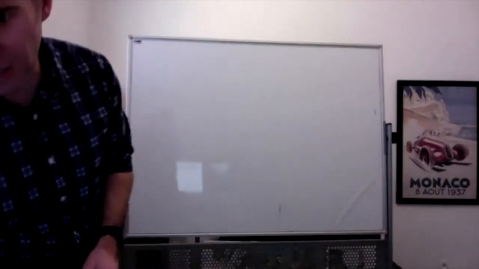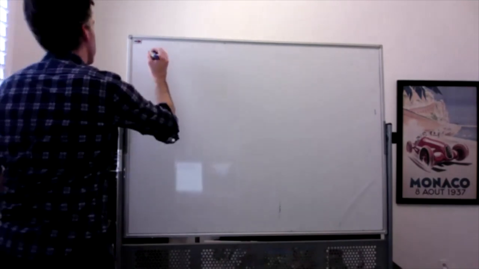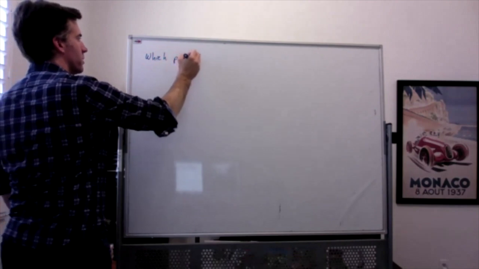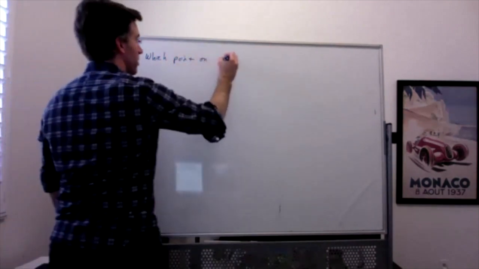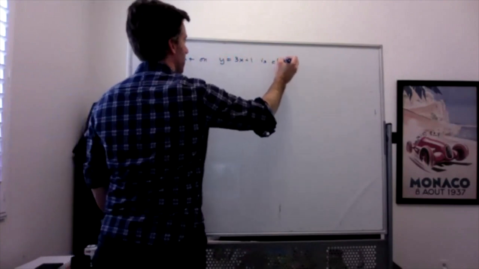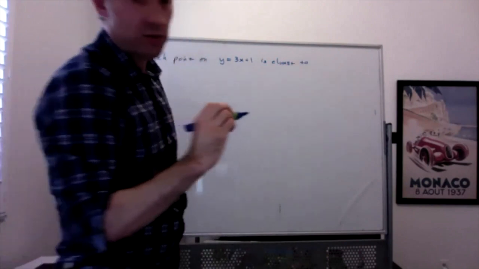I feel like I had another good problem here. Okay. So let's look at the last one on the notes here. So the question here is, which point on the line y equals 3x plus 1 is closest to the point 2 comma 0?